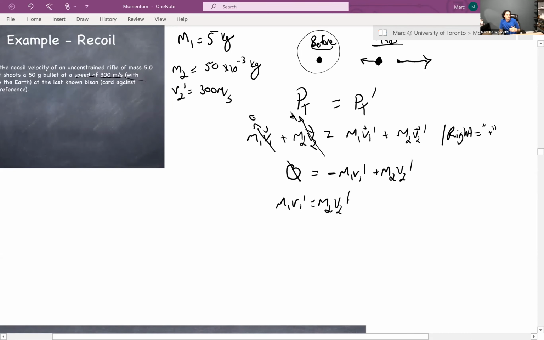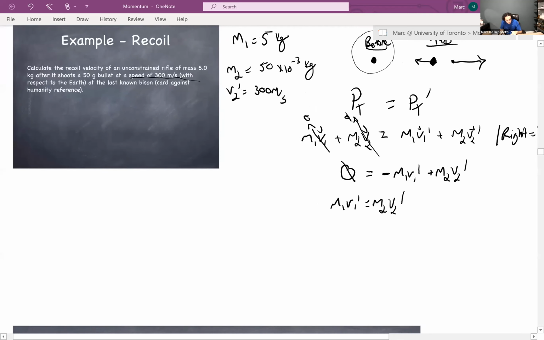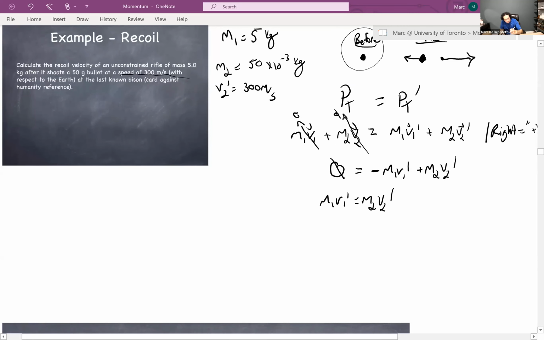This pretty much means if there was no momentum before, then the two objects after the collision have to have the same momentums as each other, obviously. Now, what are they asking for? What is the recoil velocity of the gun? So I guess what they were asking for was V1 prime. So V1 prime is going to equal M2 divided by M1 times V2 prime.